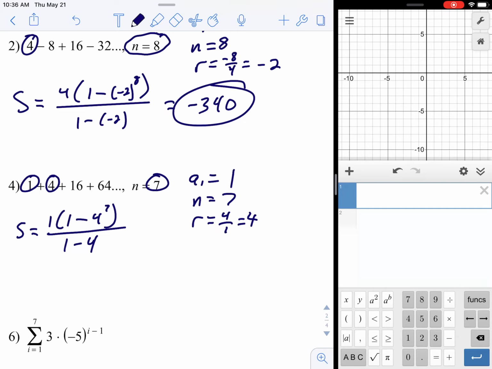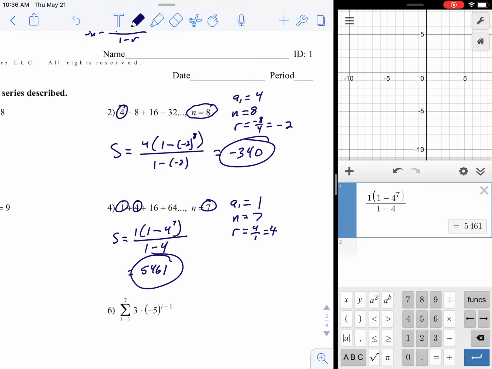All right, let's do this. Fraction bar, 1, parenthesis 1 minus 4 raised to the 7th over 1 minus 4. And I come up with 5,461. Let me see if that's right.